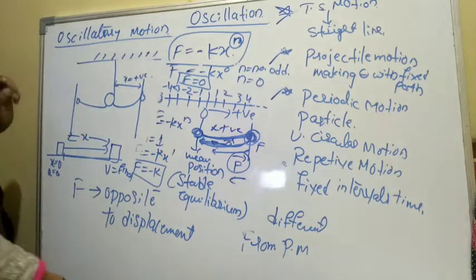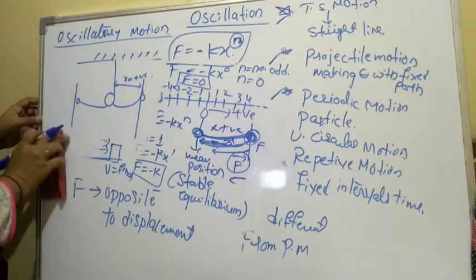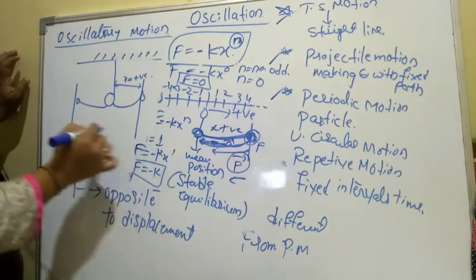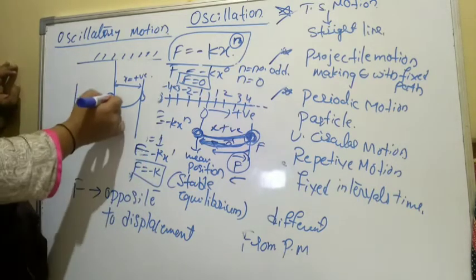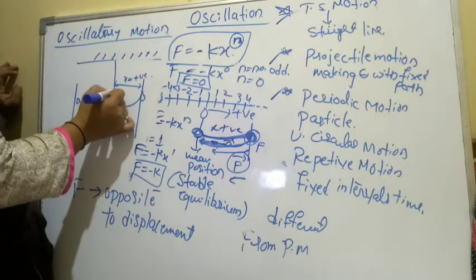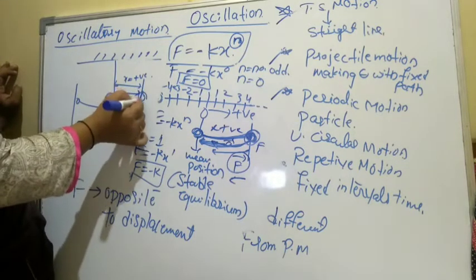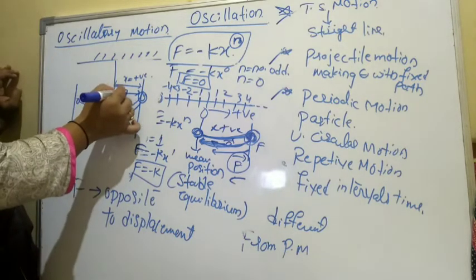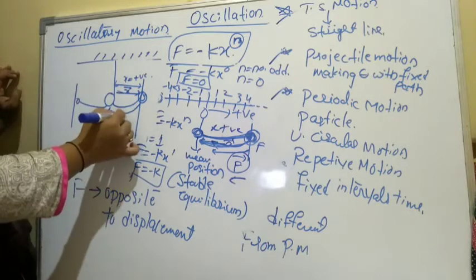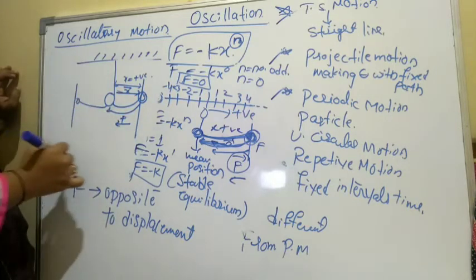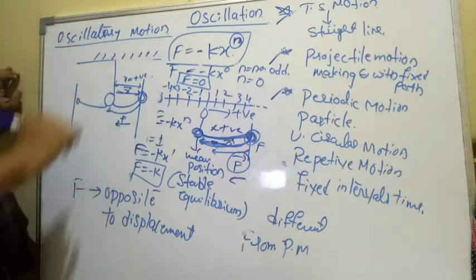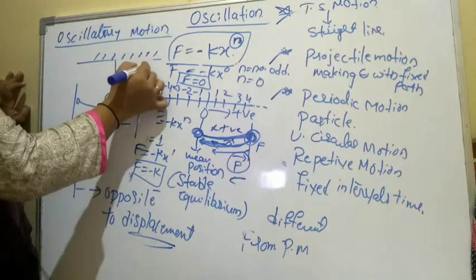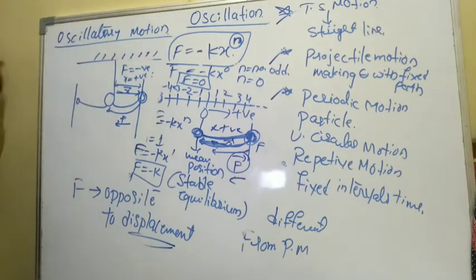Similarly, the body is taking the displacement here from the mean position. Mean position in the sense, a fixed point or an equilibrium state. So if such a displacement is taking place, the force acting on the body is directed towards the mean position. Displacement is in this direction, force is in this direction, that means opposite to the direction of displacement. So that's why F will be negative in case the displacement is positive here.